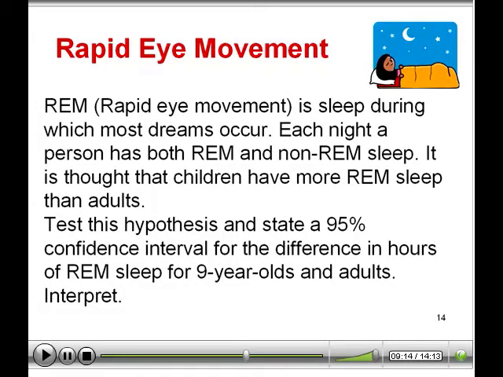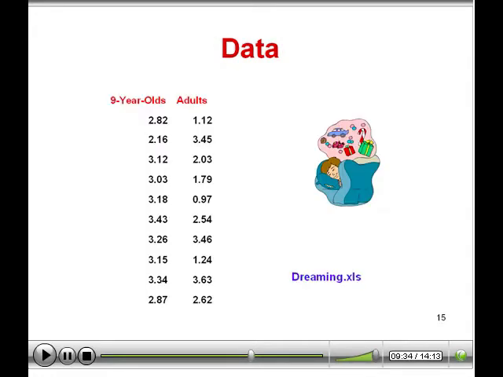For our next example, we look at some data involving rapid eye movement of both adults and children. Rapid eye movement is the time when we are sleeping, when we are most relaxed, and when we are dreaming. It is thought that children have more rapid eye movement sleep than adults. Here is the data for 10 randomly chosen. The data records the number of hours of rapid eye movement sleep on a particular night.